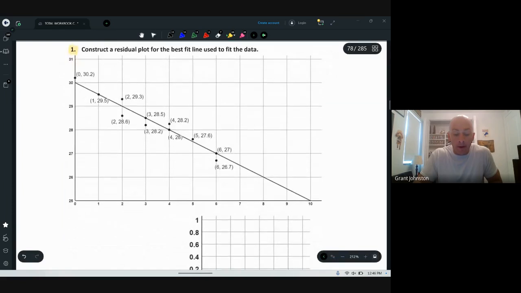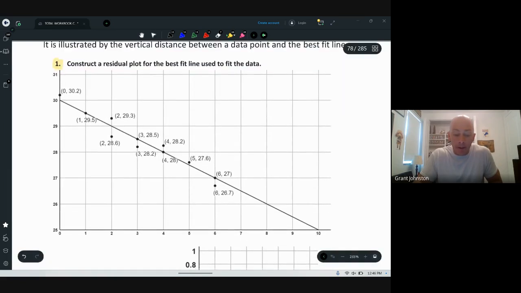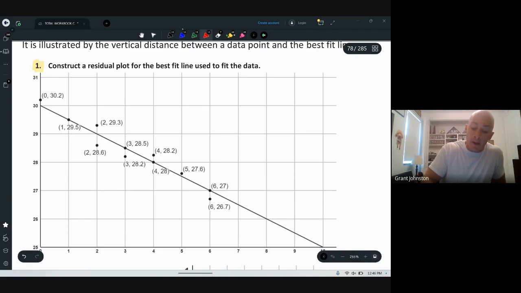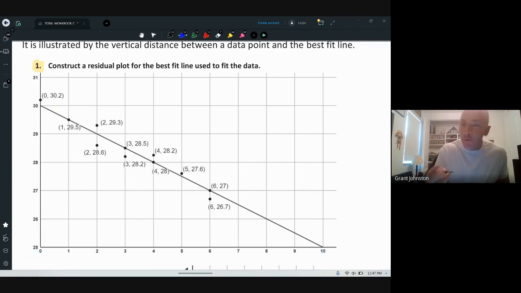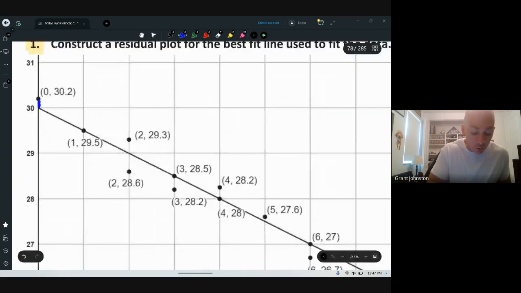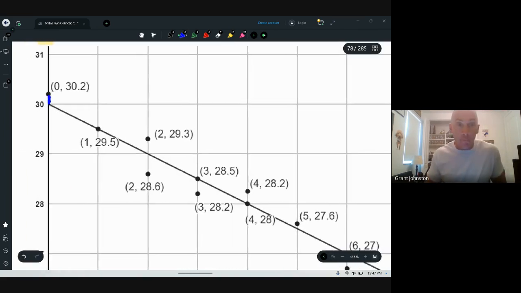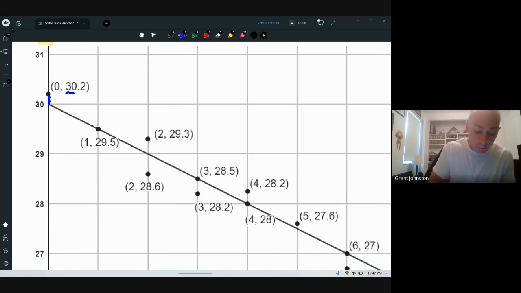Number one says construct a residual plot from line of best fit. But let me just discuss what residuals look like visually. If I look at this first point up here in the upper left, the residual is how far it is away from that best fit line. This would be a residual right here, this little blue line that I drew. How far is that away from the line? Well, this is at 30.2 and the line's exactly at 30. This is a positive residual of 0.2.